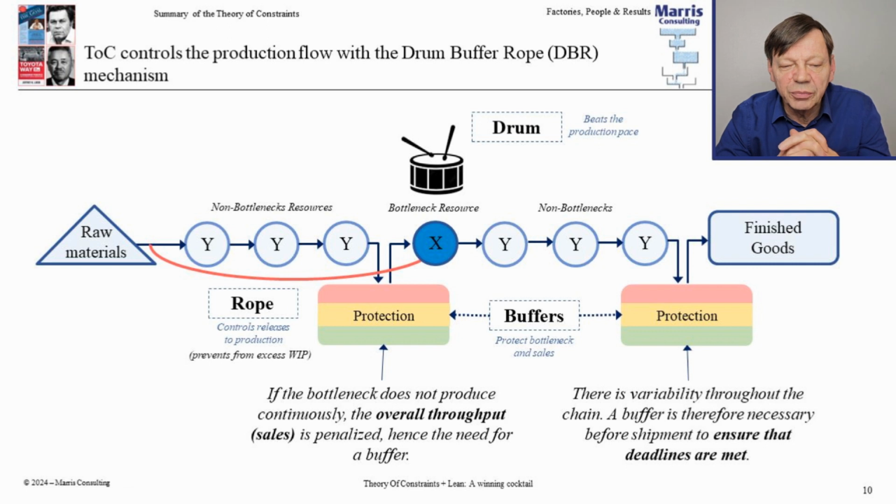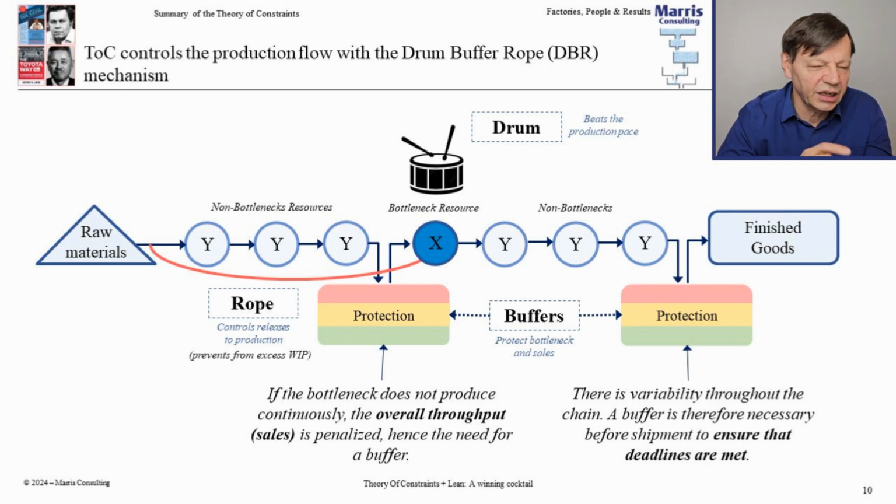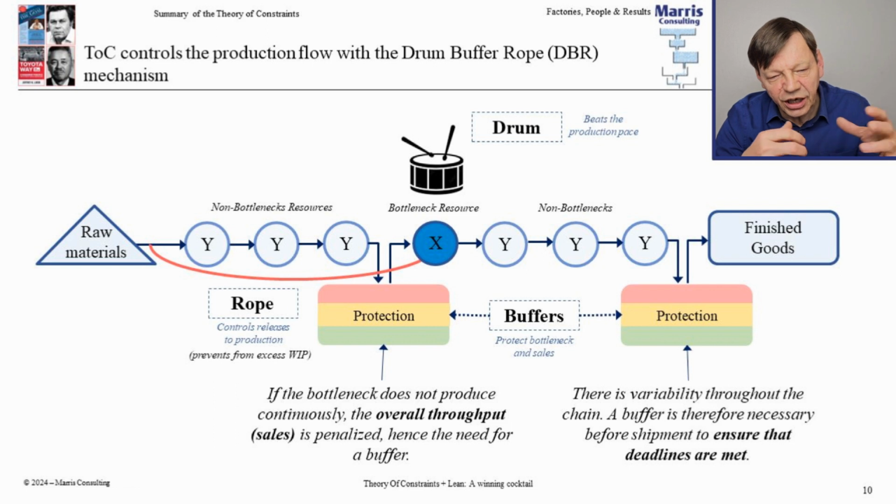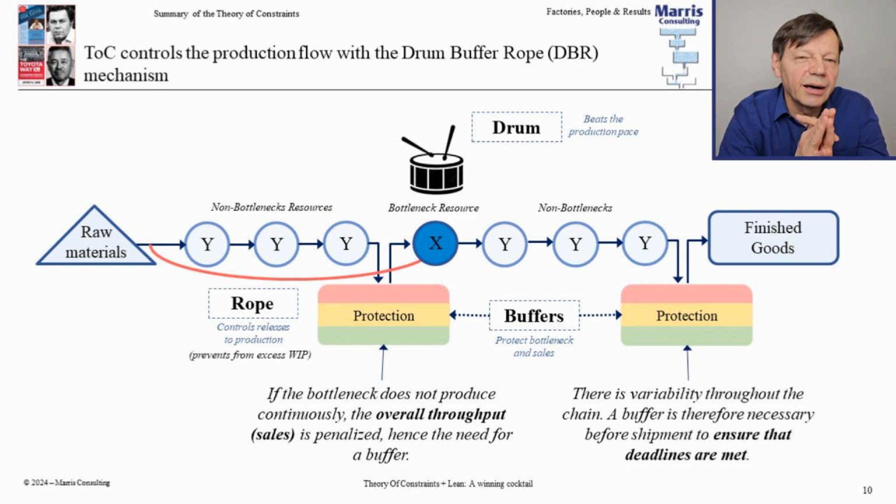That's the rope. And then you're going to protect the performance of the bottleneck from variations upstream. If there's absenteeism, machine breakdowns, quality problems, or whatever, you're going to protect the performance of the bottleneck by having a buffer, right? Which is the big difference with lean.